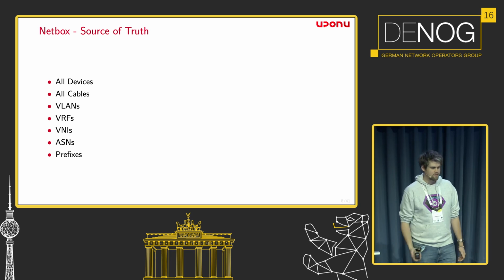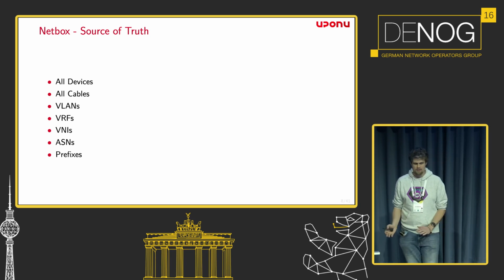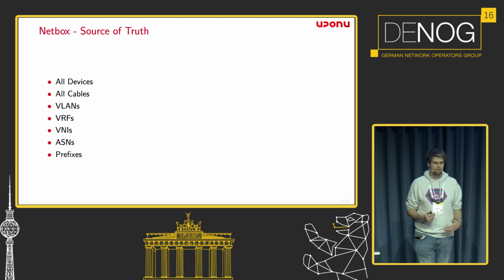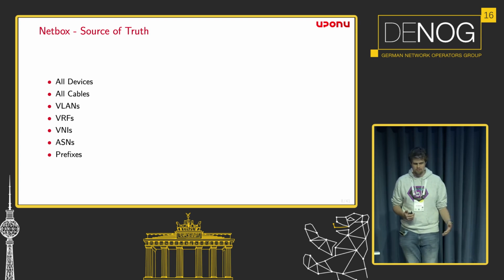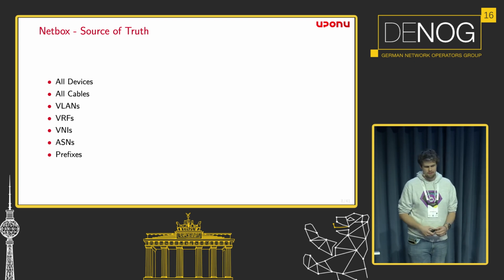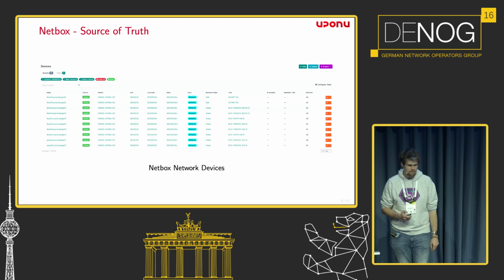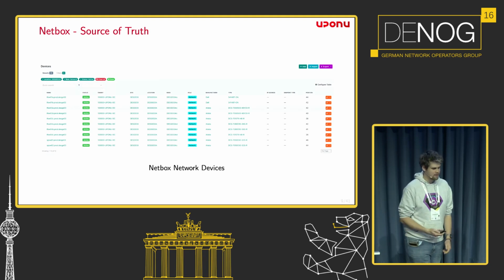It's our source of truth for all devices, all cabling, every VLAN is in there, every VRF is in there. Each VNI which is associated to a VLAN or VRF is in there. The autonomous system numbers are in there for the switches, and also all the prefixes and also the management IP addresses. And this is how it looks for us.